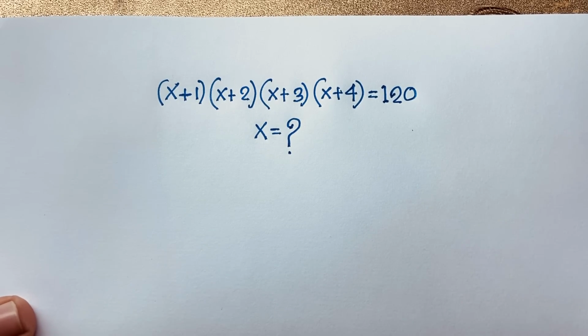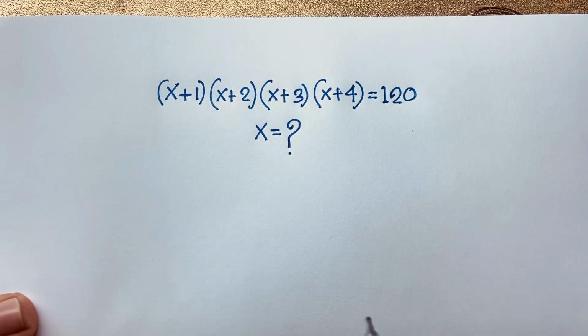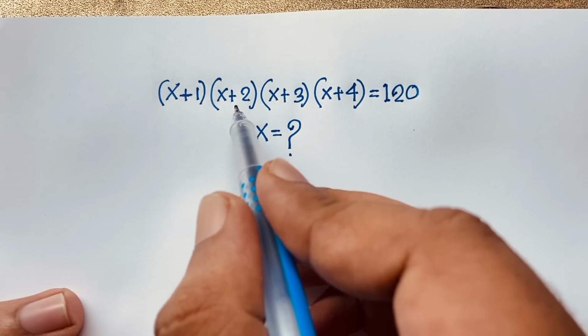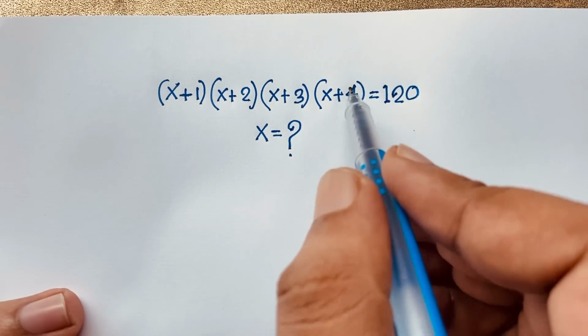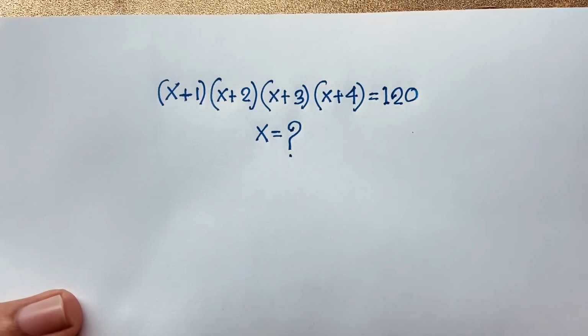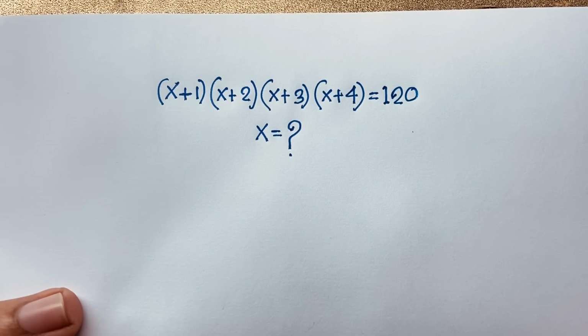Today we will solve a nice algebra problem. This maths question is (x+1)(x+2)(x+3)(x+4) = 120. We will find out the value of x in this maths olympiad question. So how to solve this question?